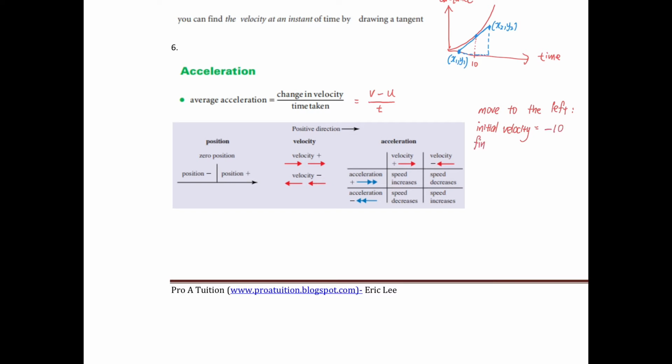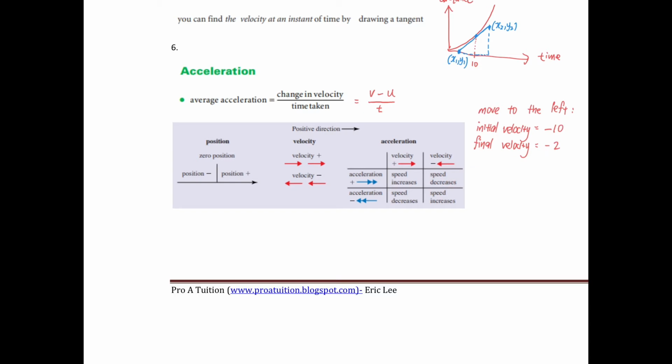Final velocity, and let's say it slowed down to negative 2. So negative 10 means the velocity is 10 meters per second to the left, or the speed is 10 meters per second. Okay, 10 meters per second. So that is fast. Final velocity negative 2, that means the speed is 2 meters per second, which is slow. So this is speed decreases.